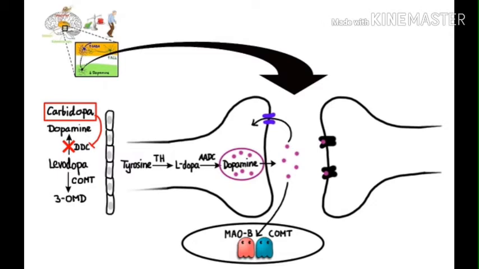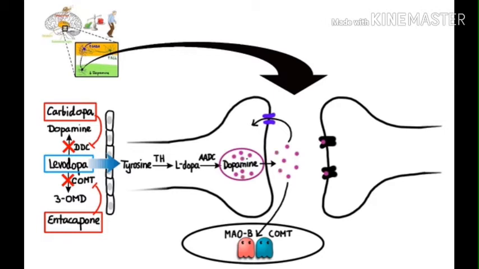Another agent that is used in combination with levodopa and carbidopa is entacapone, which inhibits peripheral COMT, and thus, just like carbidopa, it prolongs the time that levodopa is available to the brain. Now, levodopa is carried across blood-brain barrier by amino acid transporter. Once inside the brain, levodopa is efficiently converted to dopamine, thus supplementing depleted dopamine levels in the midbrain.